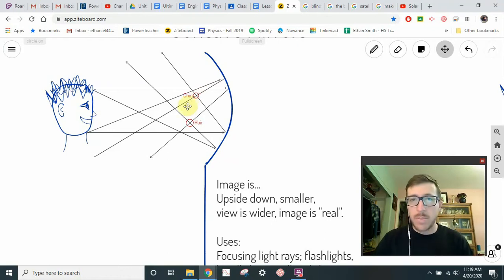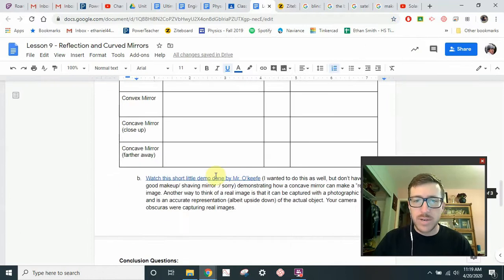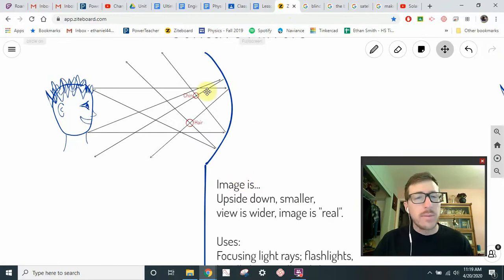Now, I have in here a little video I want you guys to watch from Mr. O'Keefe. He did this great demo. I didn't have the materials to access it, so I kind of used his. But it's this great demo talking about why that image is real and why it's important that those light rays are crossing, and why that's different from other types of mirrors.